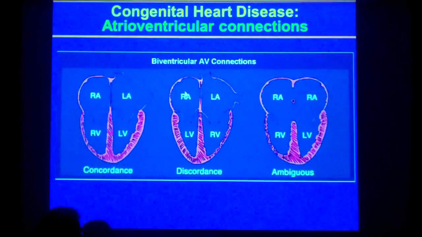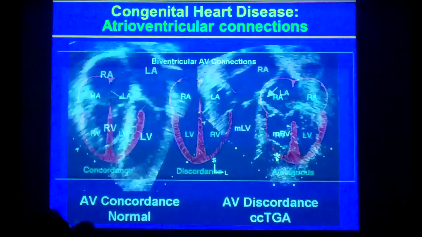If in this example, RA through mitral valve is connecting to the LV, what would you say? Atrioventricular discordance. Similarly, on the left side, discordance. Here is ambiguous. You can't tell because you don't have those features to tell which ventricle is which.